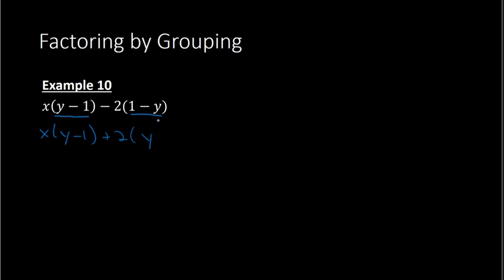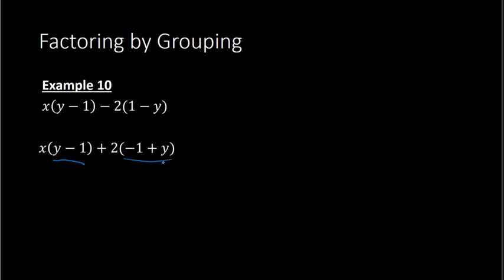We'll put the positive 1 first. So positive y and negative 1. So that made these two terms the same. All right, so that's what we have right here. And then at this point, notice that they both have a y minus 1 in common. All right, and actually let's do it down here. They both have y minus 1 in common.